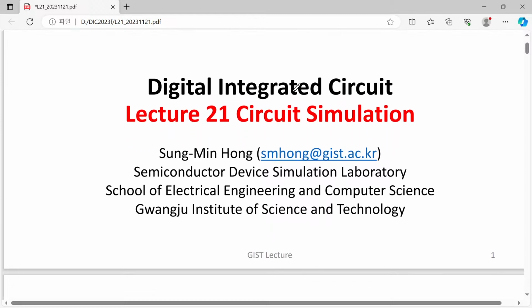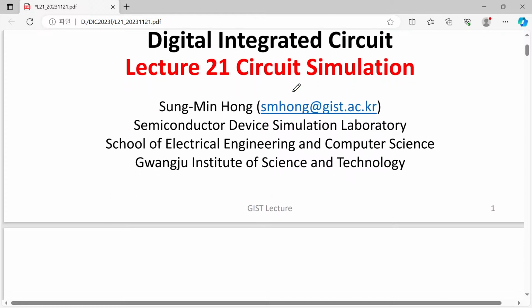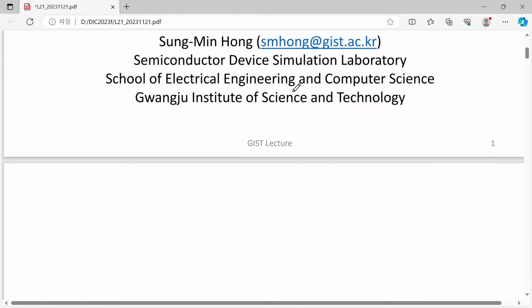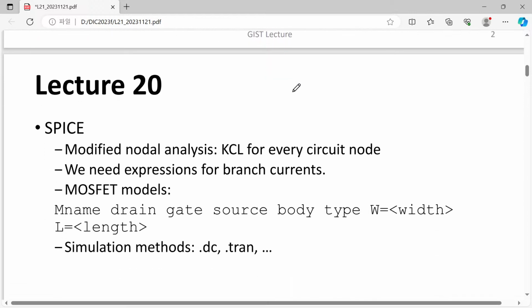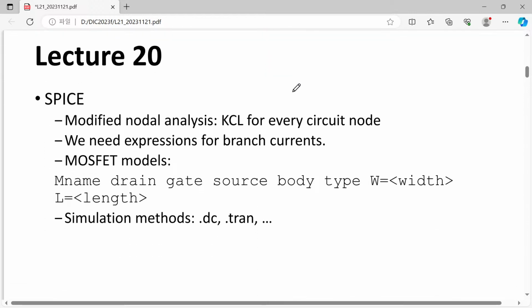This is lecture 21, continued discussion about circuit simulation. Let's go to the review of our previous lecture, lecture 20. In lecture 20, we introduced SPICE. SPICE is the standard name for all kinds of circuit simulators. It adopts modified nodal analysis. Simply speaking, Kirchhoff's current law is applied to every circuit node.